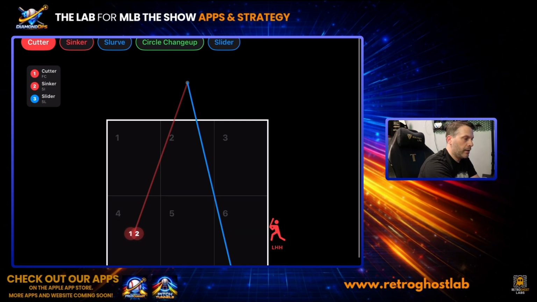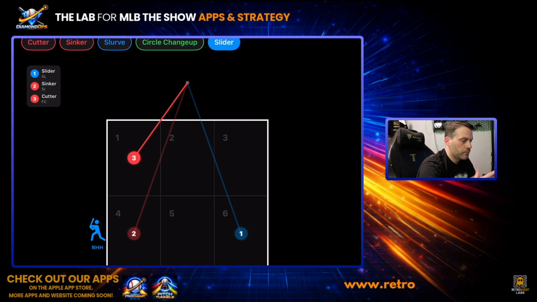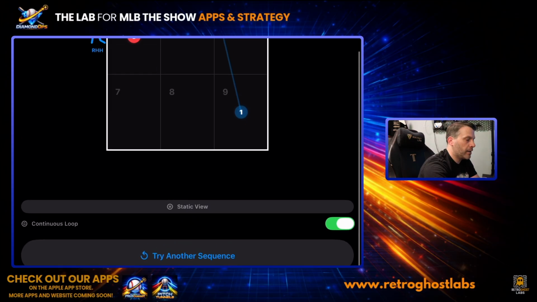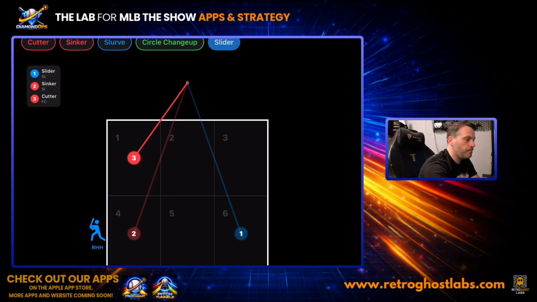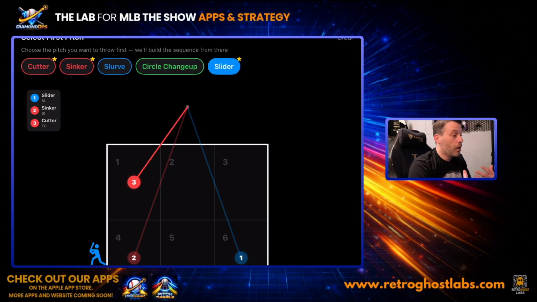And then again, another batter comes up. Righty. I'm going to start with slider. I'm going to start with sinker. Boom. You can just flip on the fly. Try another sequence. It's as simple as that. So it's really a quick reference next to your computer to help you realize what pitch tunnels that pitcher has.